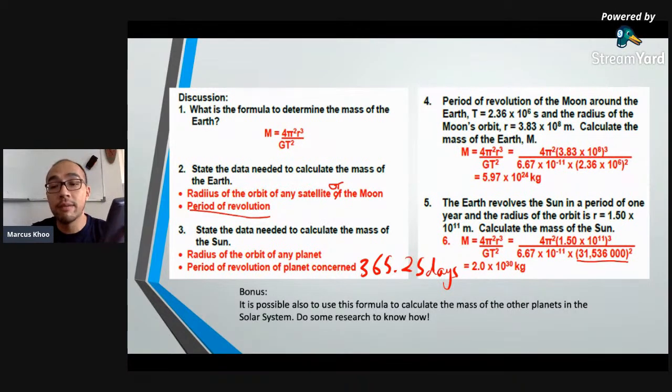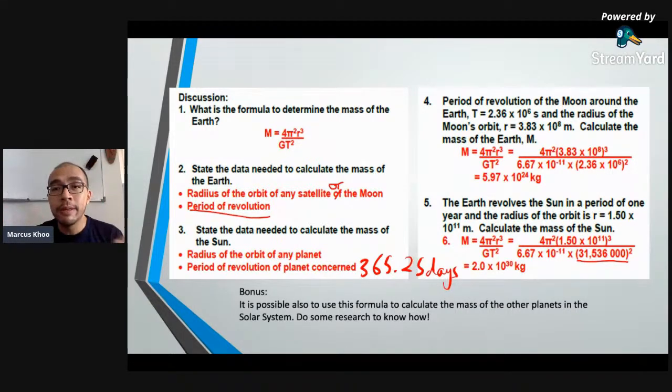Later we will fix this. But we will get the mass of the Sun is about 2 times 10 to the power of 30 kilograms, which is much higher than the Earth.